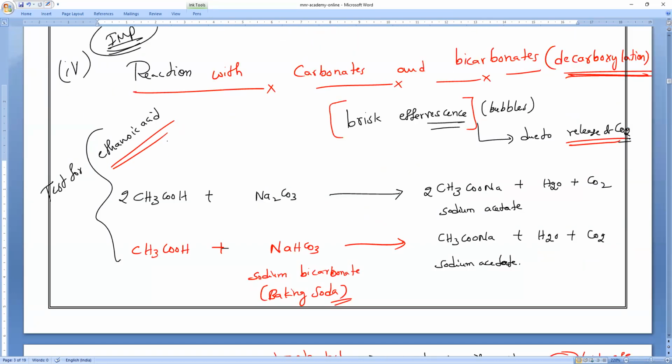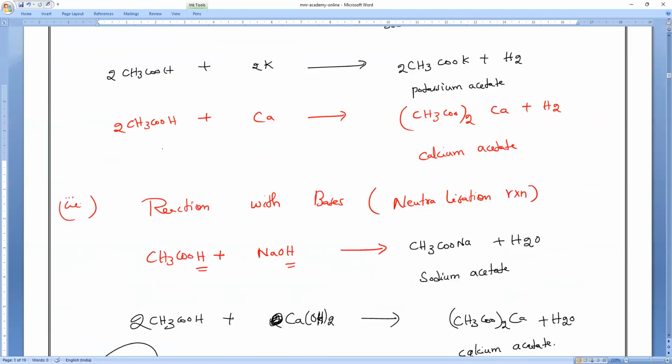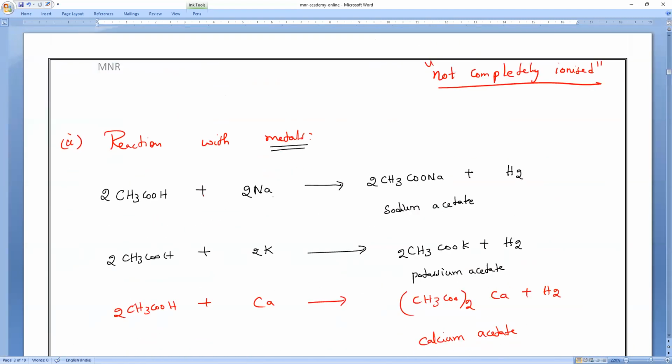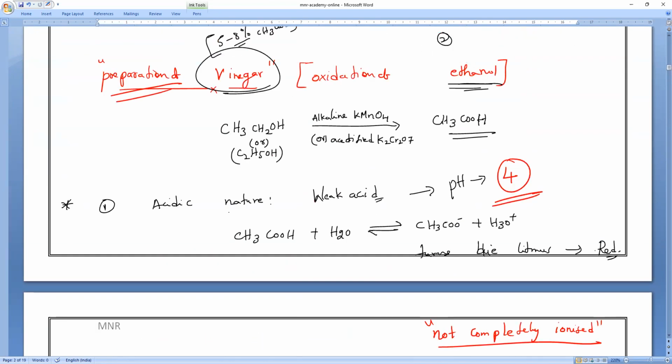Okay? So next, the second test, which we already studied: the litmus test. In the litmus test, what will happen, everybody? If the given organic substance is an acid, it will convert blue litmus to which litmus? Red. That is why this is test number 1, which we call the litmus test. So if the organic substance is an acid, it will convert blue litmus to red litmus.